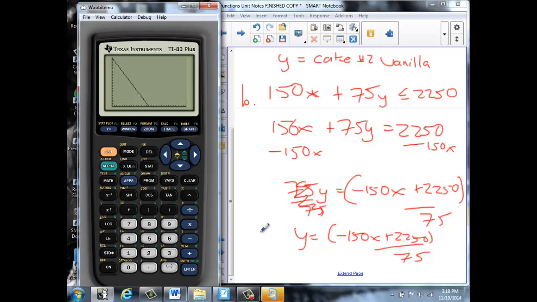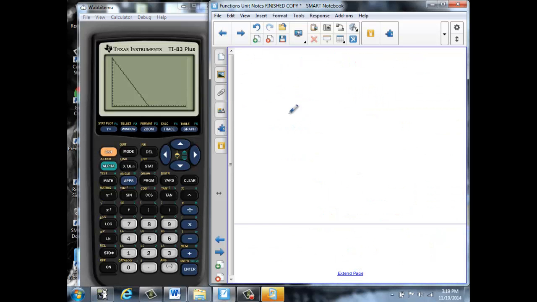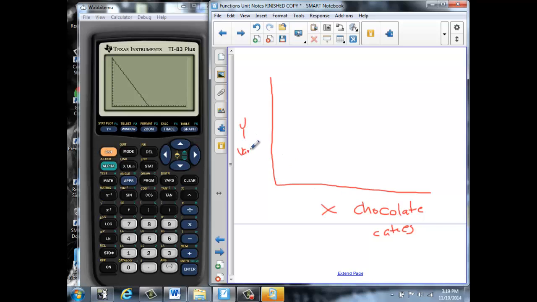Okay, let's talk about what this graph means then. Just about done. Just bear with me. Is that just how much you're making? Okay, X was defined as how many chocolate cakes you can make. Chocolate cakes. Y was how many vanilla cakes you can make. And here's your graph like this. It wasn't a fantastic graph.